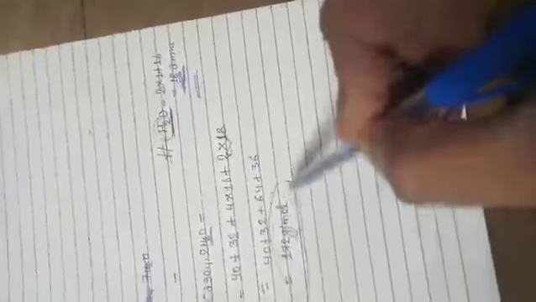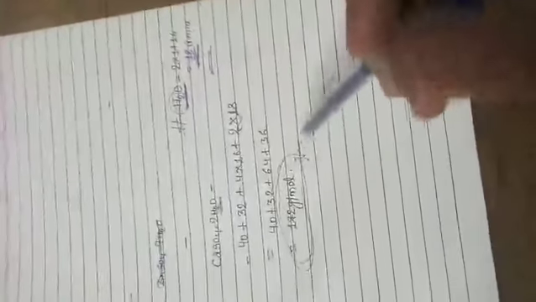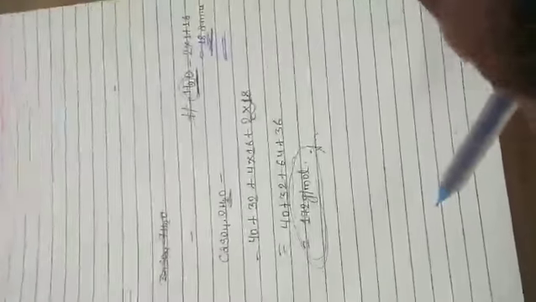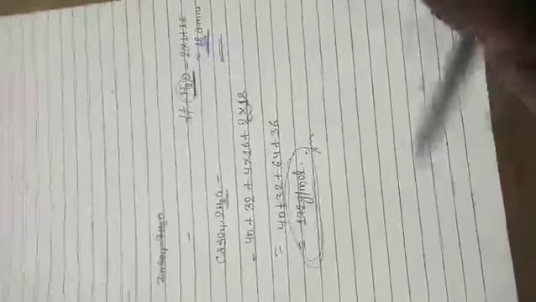Then after multiplying we get 40 plus 32 plus 64 plus 36, and the right answer we get here is 172 gram per mole, and it is also denoted by AMU, atomic mass unit, and we can also represent it as a unit.